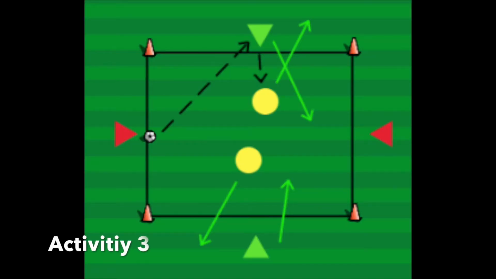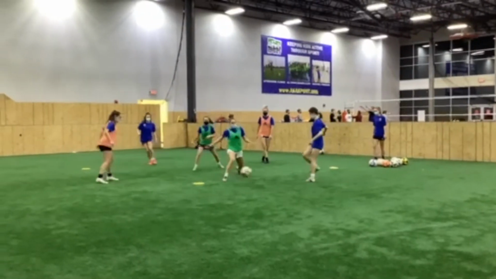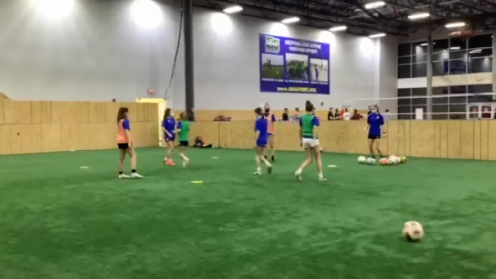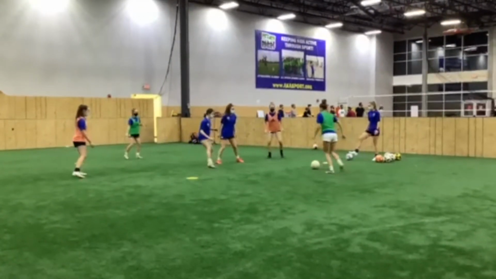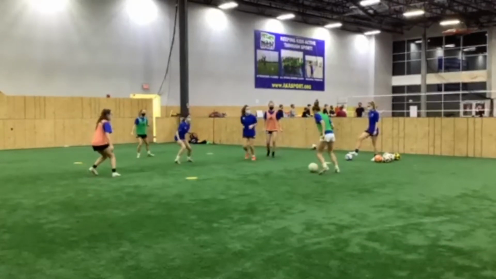In Activity 3, it's another 4v2 variation. In this variation, each player has a teammate. When you're defending, you're always defending with your teammate. If your teammate makes a mistake while attacking, you and your teammate both transition in and the 2 defending players both transition out.